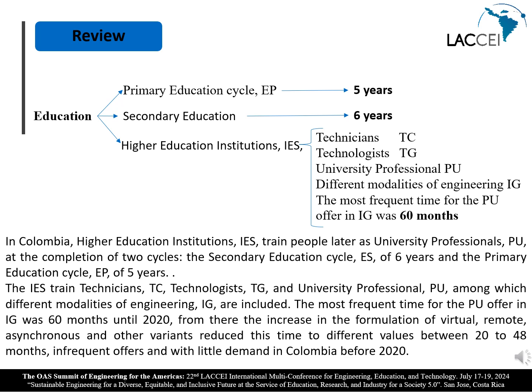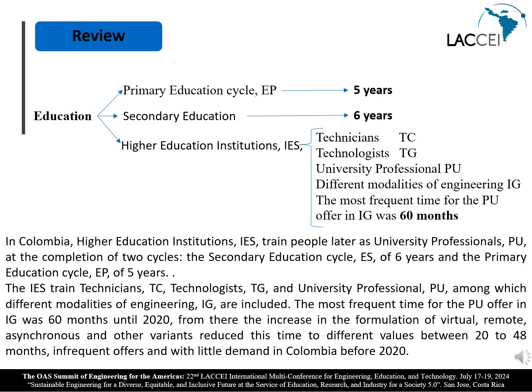The most frequent time for the PU offering the IGIT was around 60 months. In Colombia, higher education institutions, IS, train people as university professionals, PU, after the completion of the two cycles: secondary education of 6 years and primary education, EP, of 5 years. The IS train technicians, TC, technologists, TGIT, and university professionals, PU, among which different modalities of engineering, IG, are included.